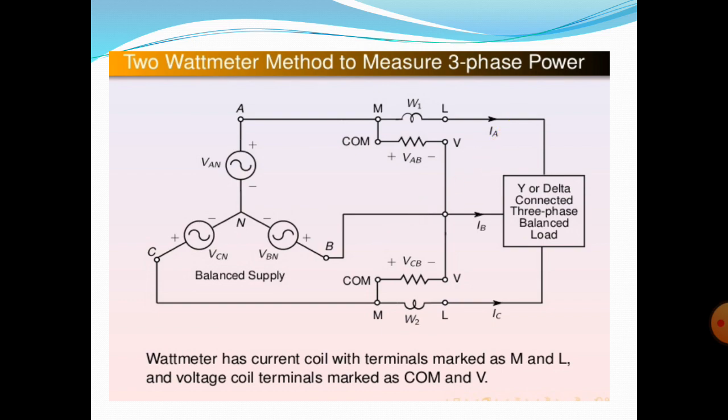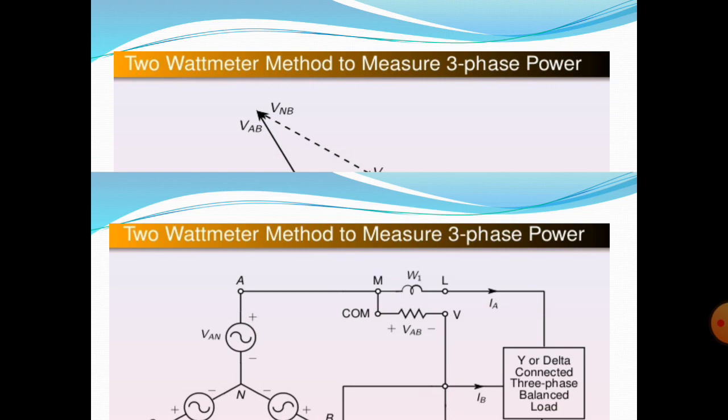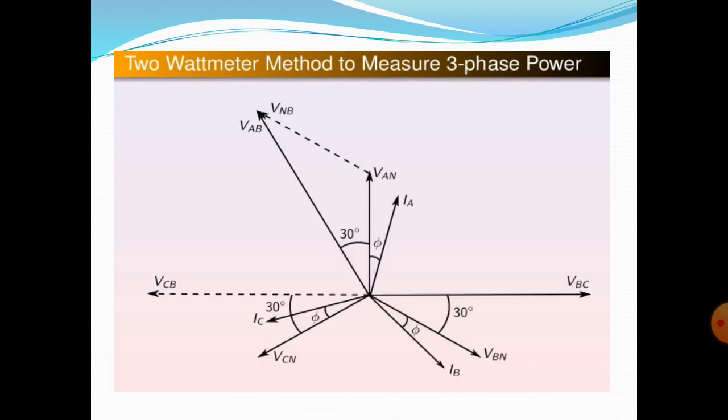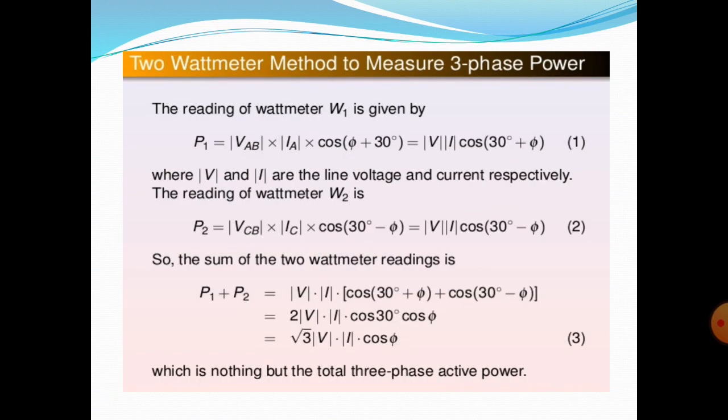Wattmeter W1 is connected across A and B, and wattmeter W2 is connected across the phases B and C. This is the phasor diagram of the 2 wattmeter method of measuring the three phase power. This is the derivation of the 2 wattmeter method.